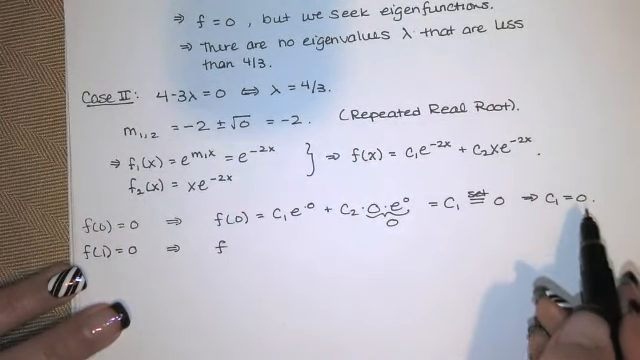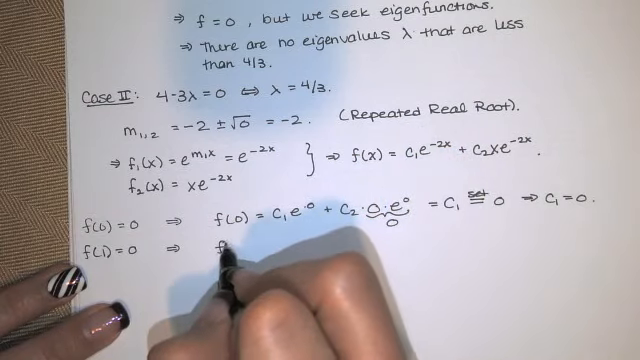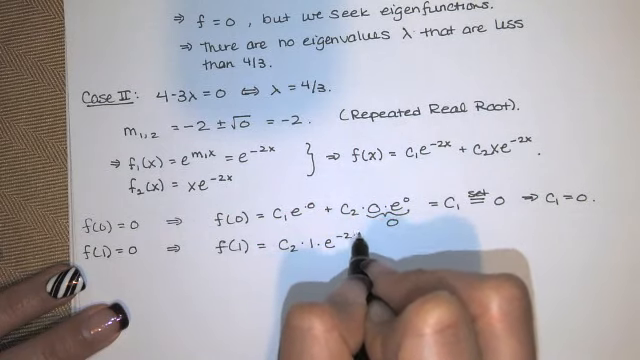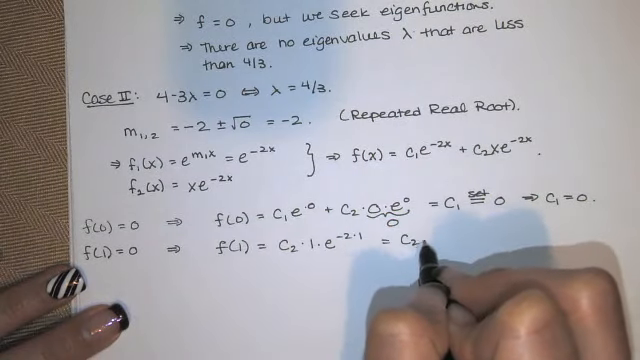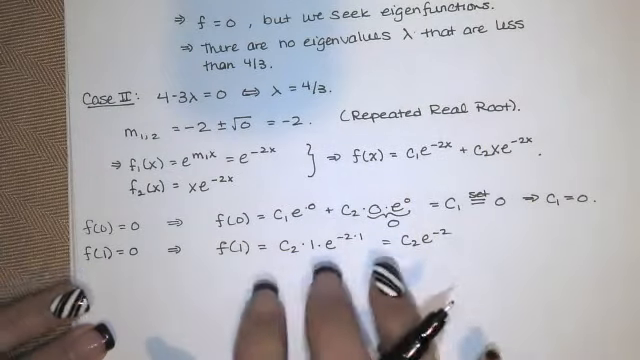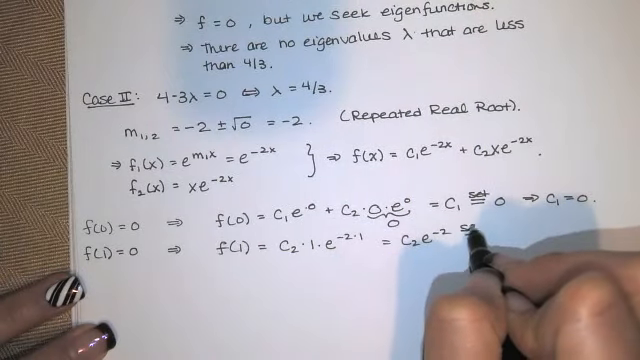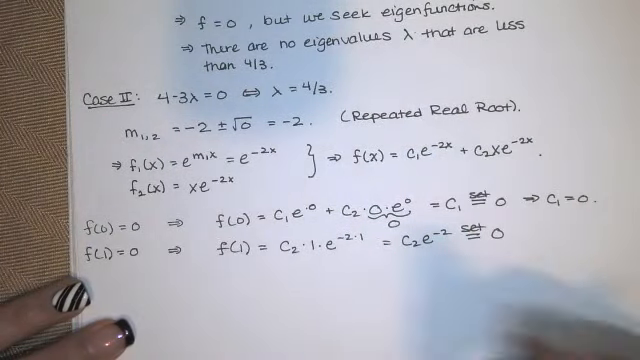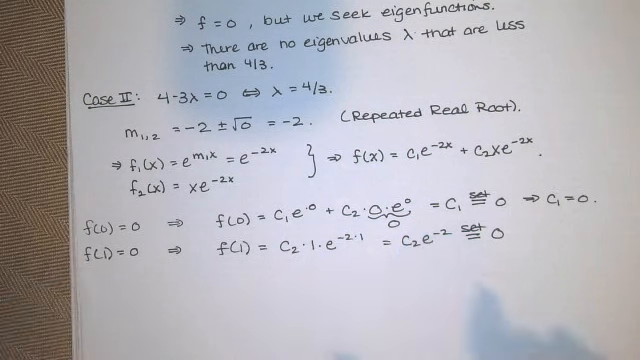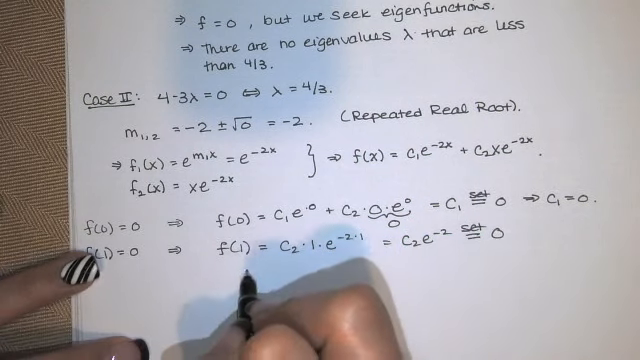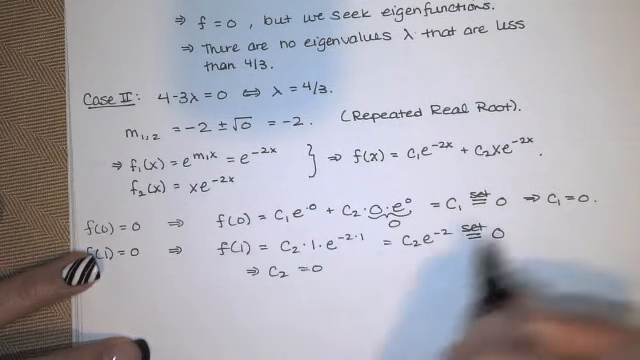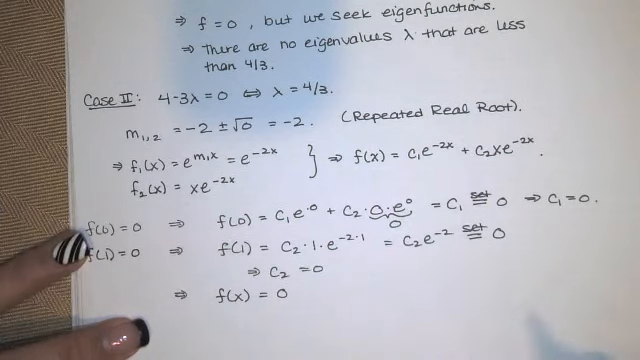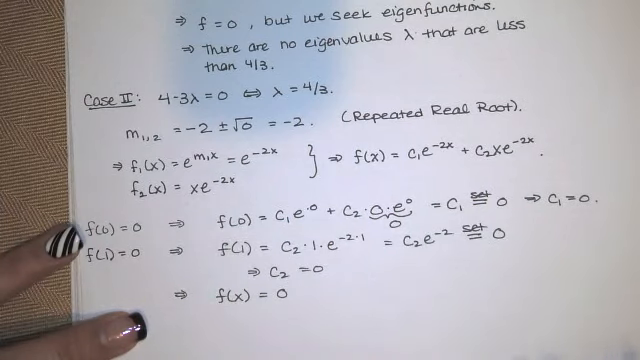And we already know that C1 is equal to 0, so we can ignore that term this time. So we have C2 times 1 times e to the negative 2 times 1. So that's C2 times e to the negative 2. And that we will set equal to 0 as well. But that exponential is just a constant. It's a 1 over e squared. It's never 0. The only way C2 times 1 over e squared is 0 is if C2 equals 0. So C1 is 0 and C2 is 0. So f is equal to 0. That would be the solution to the boundary value problem.